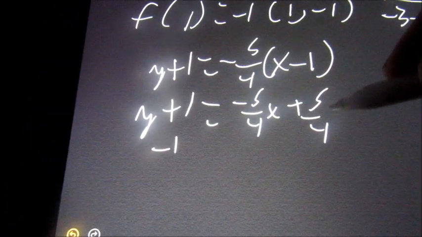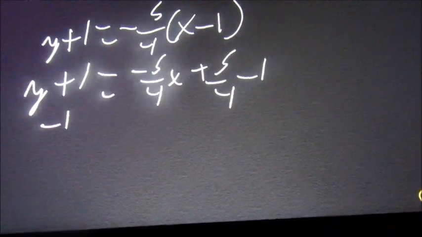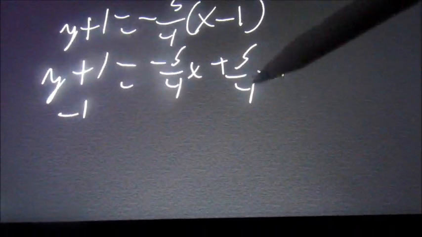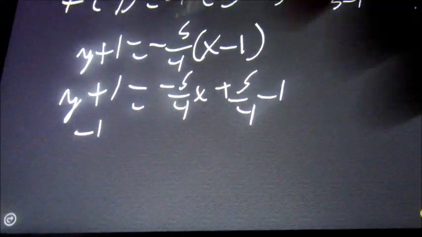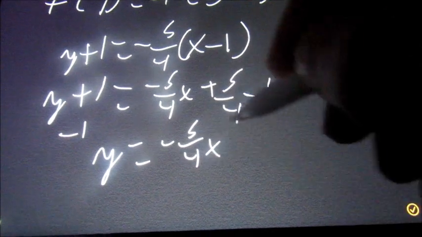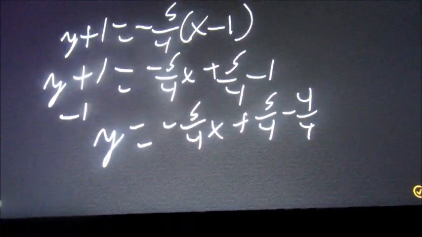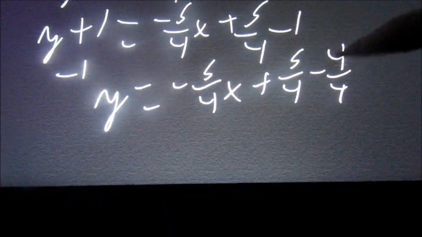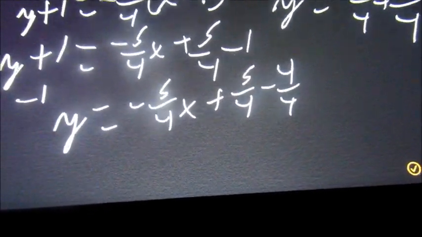Now I need to subtract 1 from both sides, and when I do that, I need to have common denominators. So the denominator I'm going to use is 4, so I need to multiply the 1 by 4 over 4. So this becomes y equals -5 over 4x plus 5 over 4 minus 4 over 4. Now I can combine these, and I'm going to get y equals -5 over 4x plus 1 over 4.